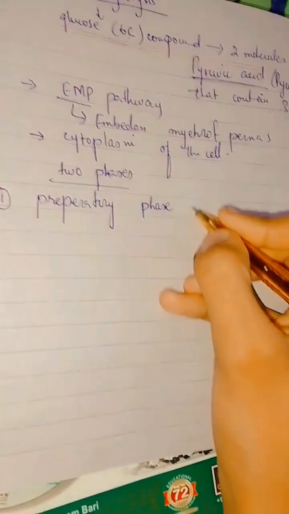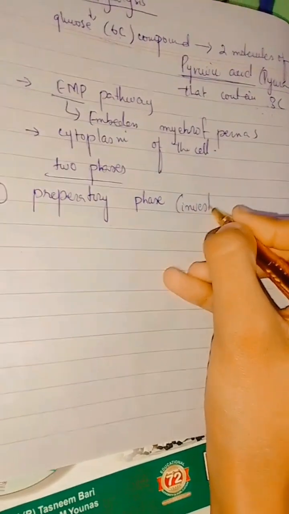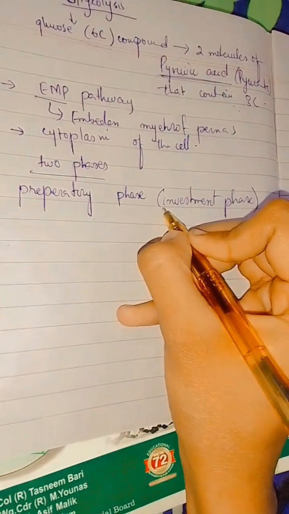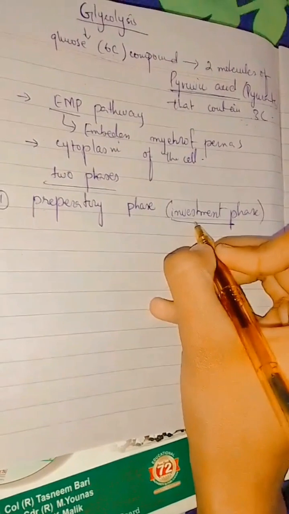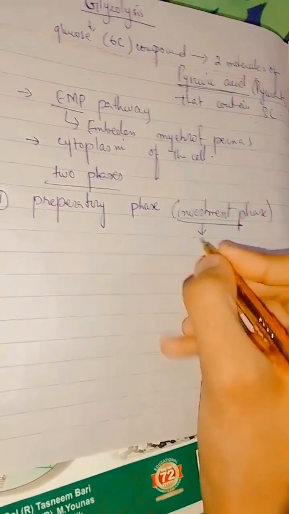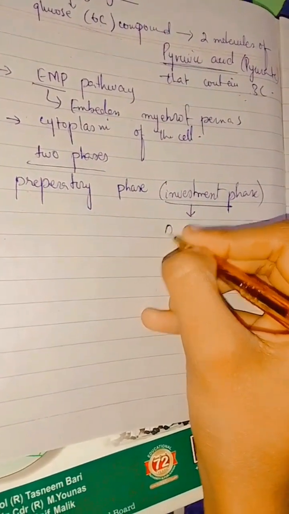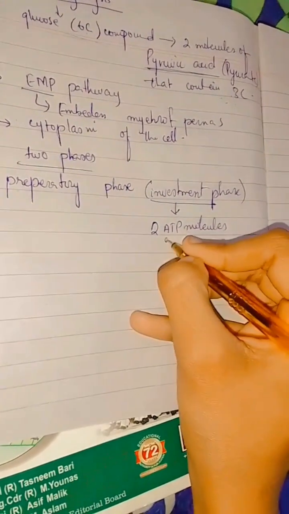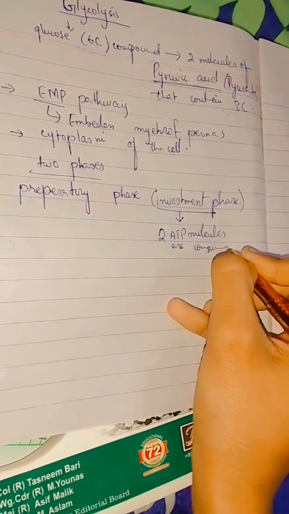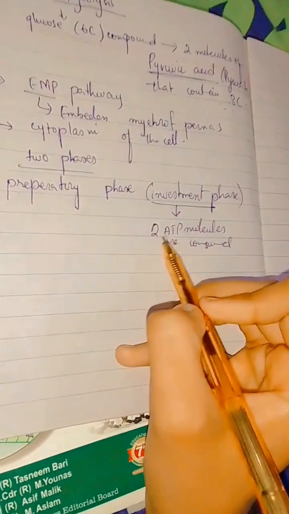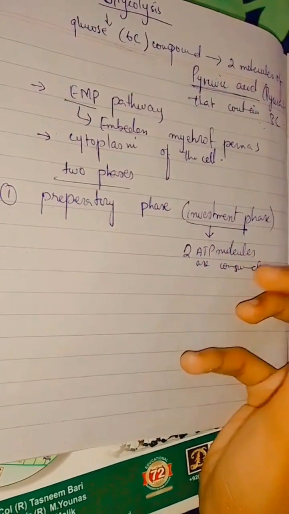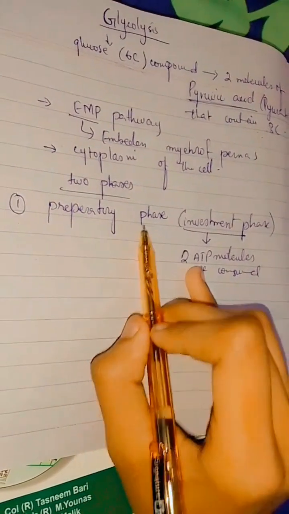This phase is also known as investment phase. Why is it known as investment phase? Because there is an investment in it. Which type of investment? Here two ATP molecules are consumed in this phase, so that is why two ATP molecules are invested. That is why it is known as preparatory phase or investment phase.